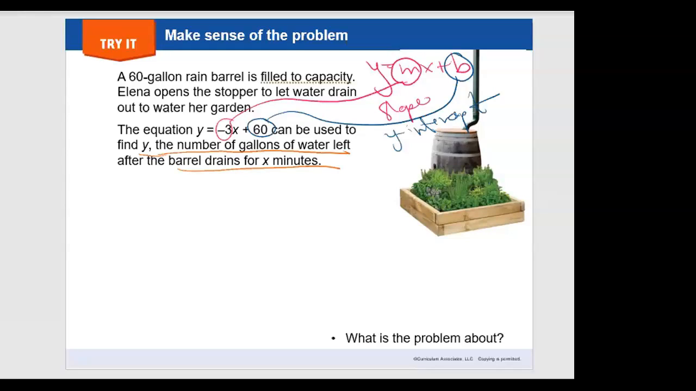So really important before we start jumping into these problems, you want to orient yourself to what we are talking about. What are the two things that are changing in this problem? So one, as time goes on, she unplugged that barrel, time is going on. So that's one thing that's changing. What is the other thing changing in this problem? What's happening? The water level. The water level is changing. So this problem is comparing time to the water level in the barrel.